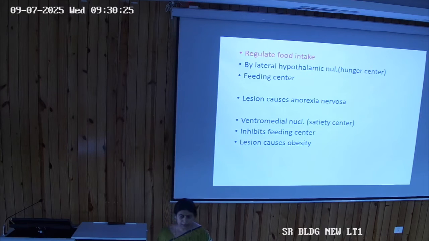Satiety center का क्या mechanism रहता है? How it gets stimulated that the person is satisfied with the meal. As there is an increase in the concentration of glucose after having a meal, there comes the role of insulin, and that gives this information to the ventromedial nucleus to have the feeling of satiety. So what happens in diabetic patients? They very frequently feel hungry because the satiety center is not getting the information of stimulation that the person is satisfied.